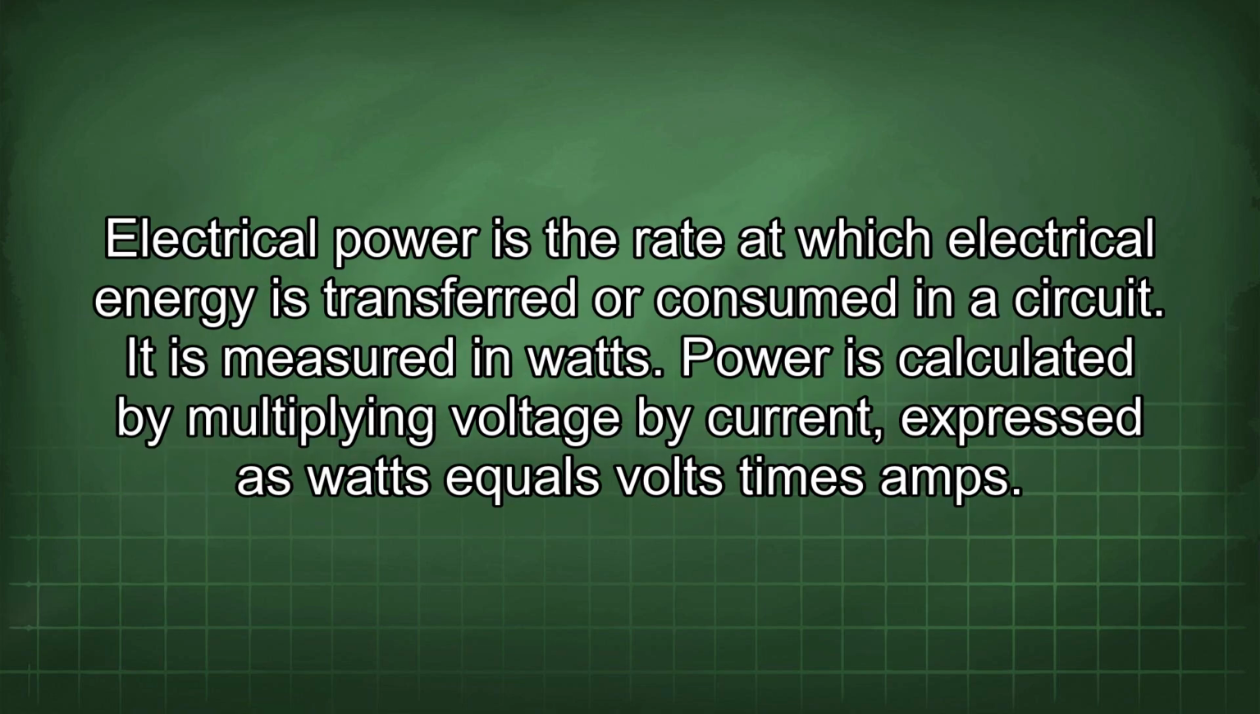Electrical power is the rate at which electrical energy is transferred or consumed in a circuit. It is measured in watts. Power is calculated by multiplying voltage by current, expressed as watts equals volts times amps.